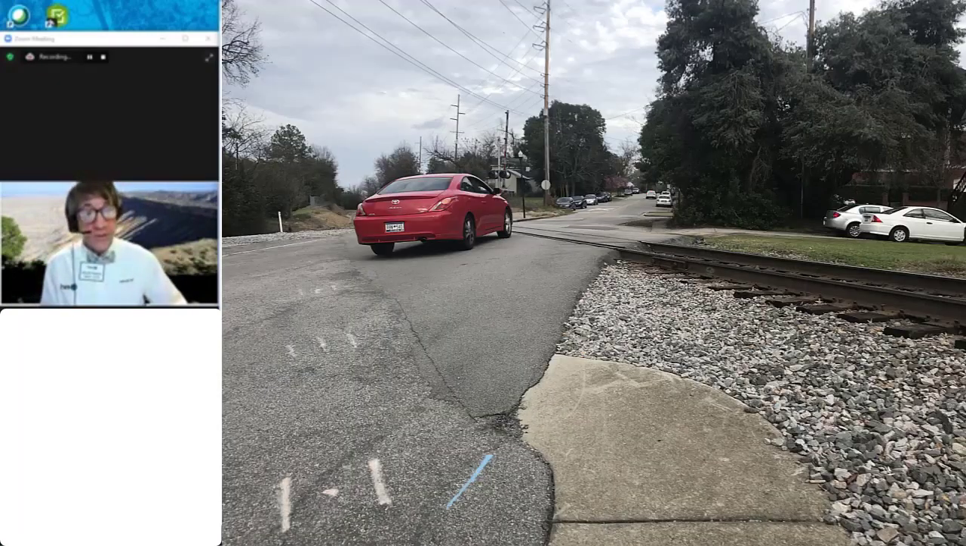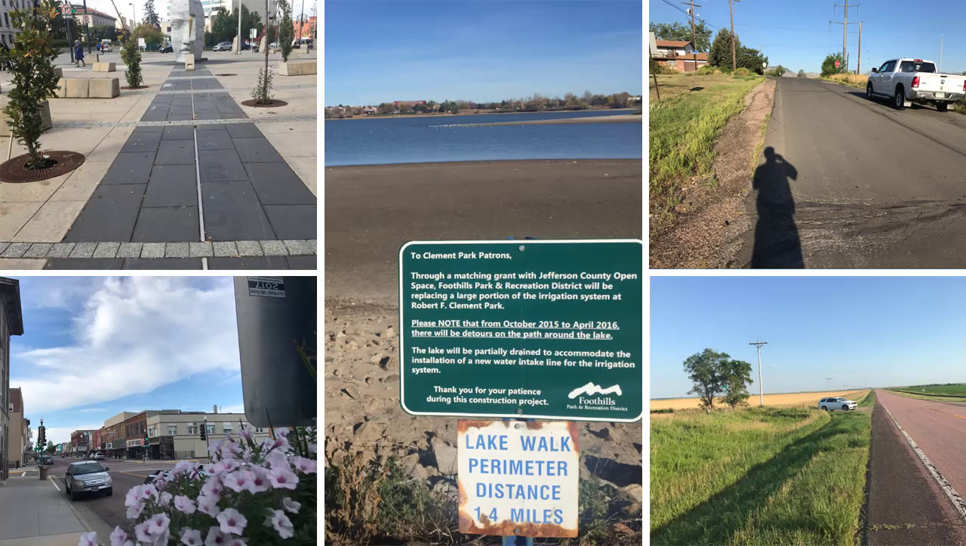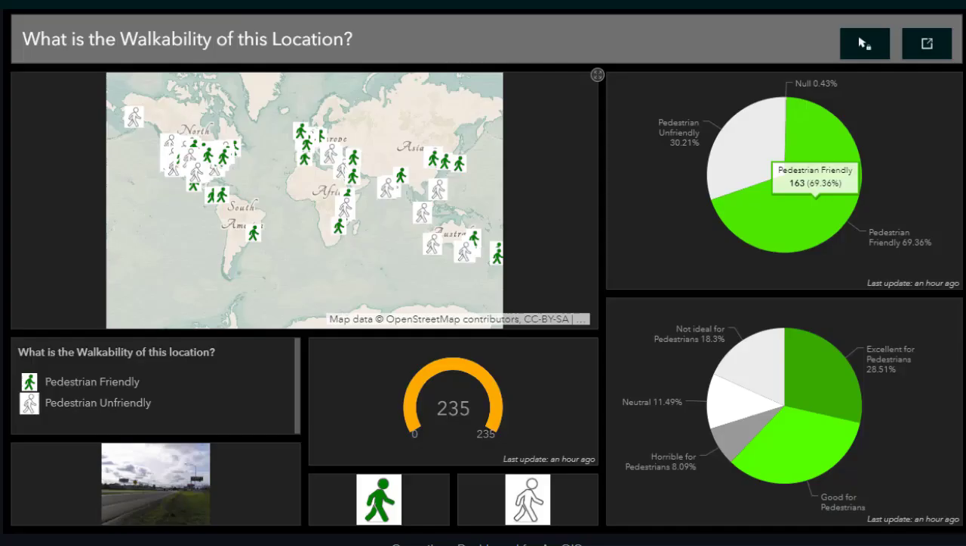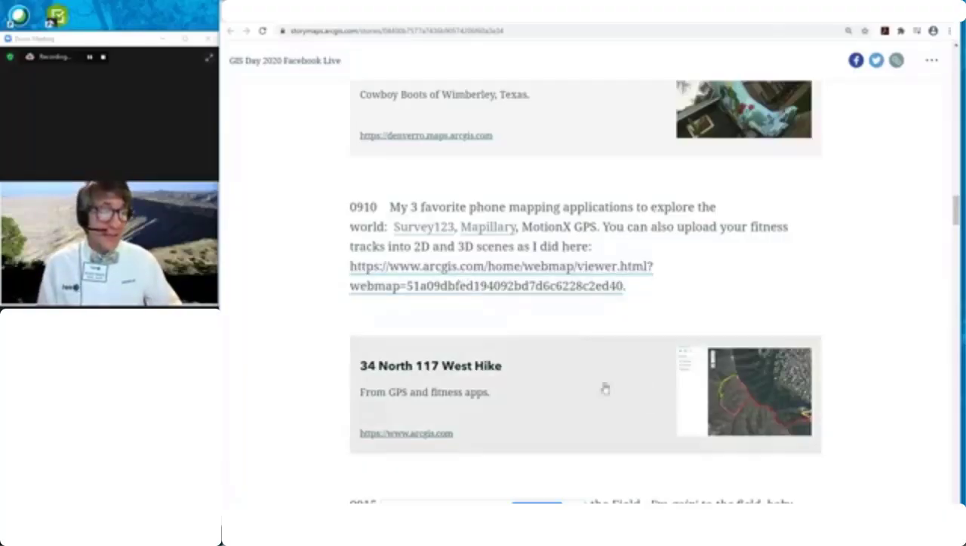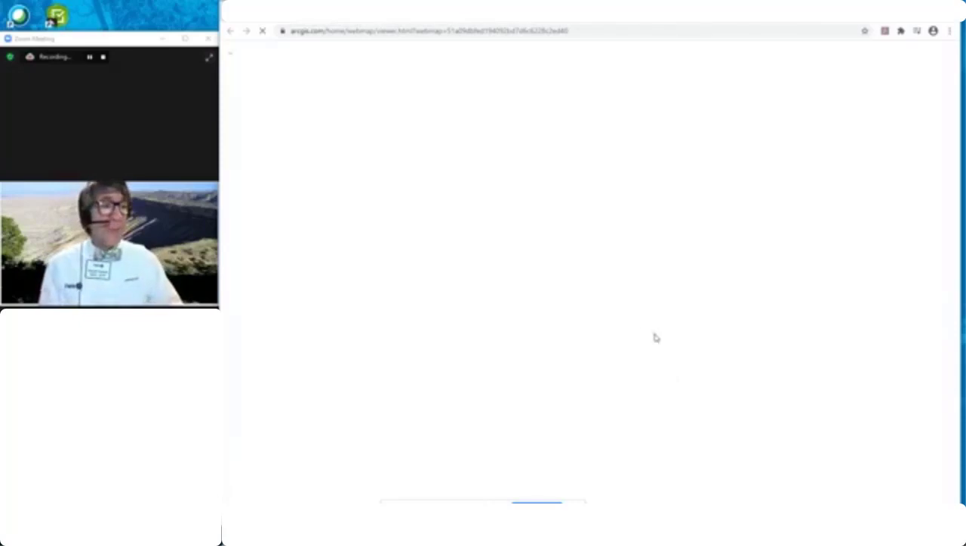Survey 123 is another one of them, and I referred to that earlier when I was talking about my walkability map. So I deployed a Survey 123, which is an Esri tool, and I crowdsourced it so that you and others can gather data into it. You can also upload your fitness apps into 2D and 3D scenes, as I did here, that I'm going to show you right now. So it's easily done.